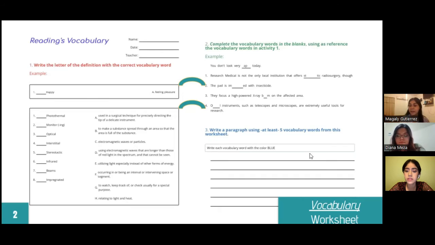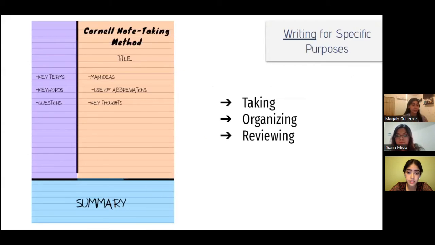Okay, so the third activity that we're going to present is writing for specific purposes. The first thing that we're going to do is present the students with the Cornell note-taking method. The Cornell note-taking method has the purpose of taking notes, organizing, and reviewing. We're going to present the students with this outline of what the Cornell note-taking method looks like.